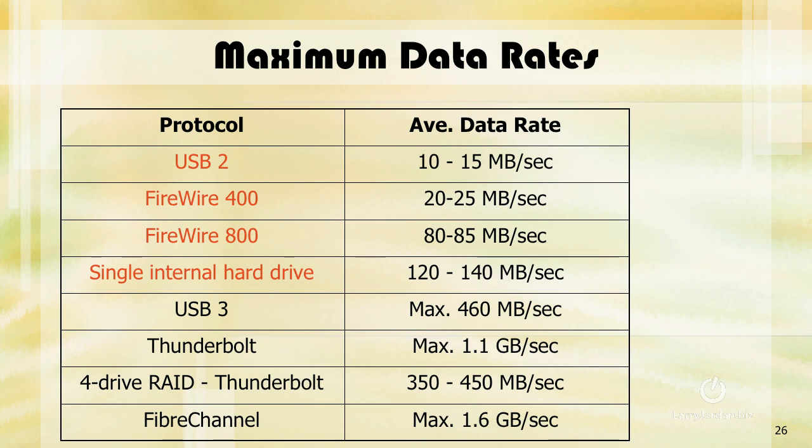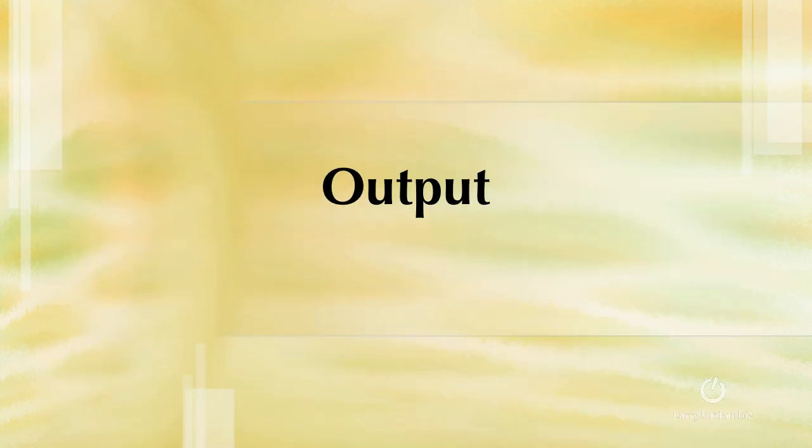Now, mini SAS can go faster, but still the storage and how you connect that storage to your computer is the chief bottleneck in being able to process really high-resolution images. Well, let's take a look now at output. We've decided to shoot 4K. We've decided that we're going to edit 4K. How do we output 4K?